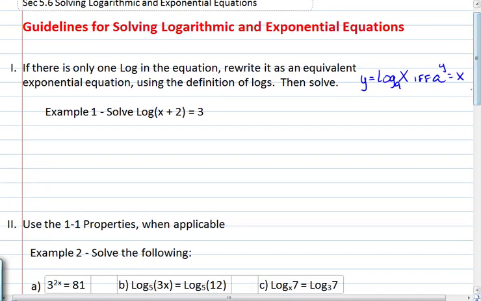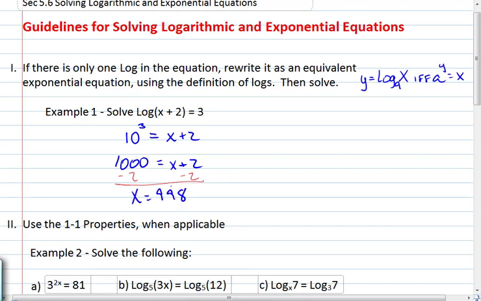What is the base of this log? So the base of the exponent will be 10. 10 raised to what power equals, and 10 to the third is 1,000. And then subtract 2 from both sides. So x is equal to 998. So can we check this on our calculator? Sure you can. It works. So that's the solution to this problem.